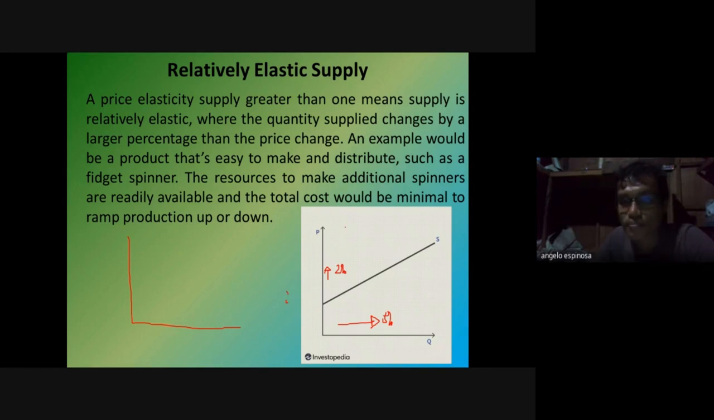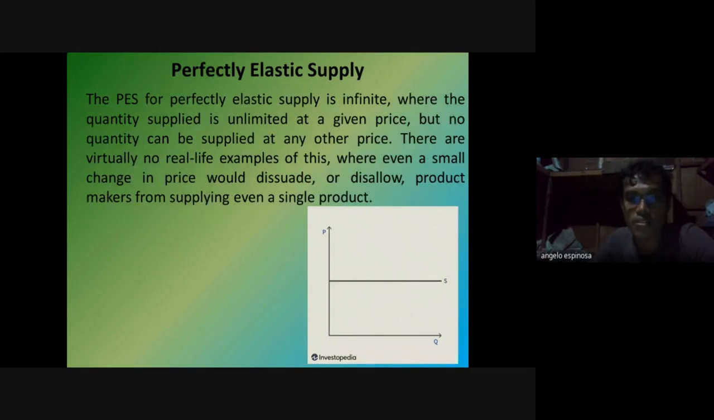So the price elasticity of supply is greater than 1. Okay? Perfectly elastic supply. It is perfectly elastic supply, but the price elasticity of supply is infinite. Okay, it is infinite. Why? Walang katapusang supply na yan, kahit ganun lang din ang presyo niya. The quantity supplied is unlimited in a given price. In a given price, marami siyang ipoprovide na supply. But no quantity can be supplied at any other price. Kasi pag mag-iba yung price, di na siya perfectly elastic supply.